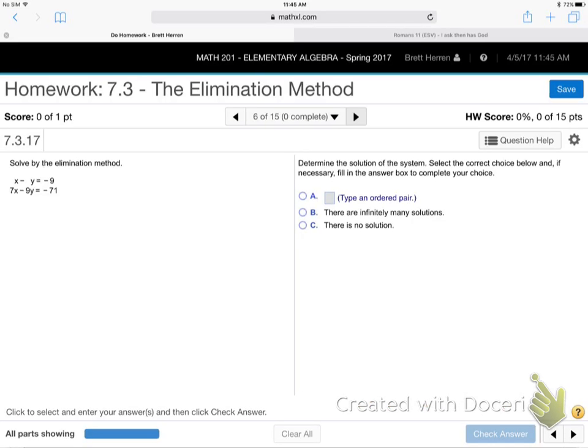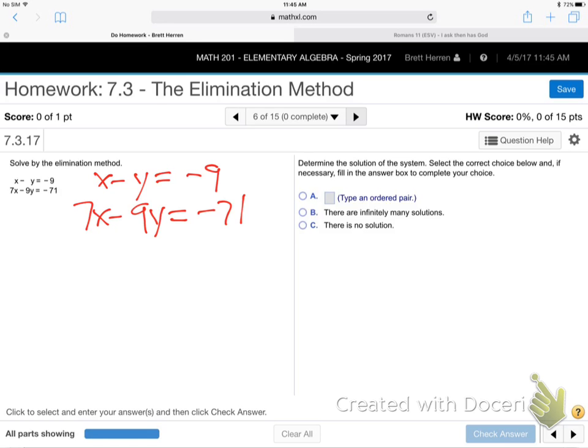All right. Number 6. Try that one. X minus y is minus 9. 7x minus 9y is minus 71. So take aim at those y's. Look at those y's with me for a minute.